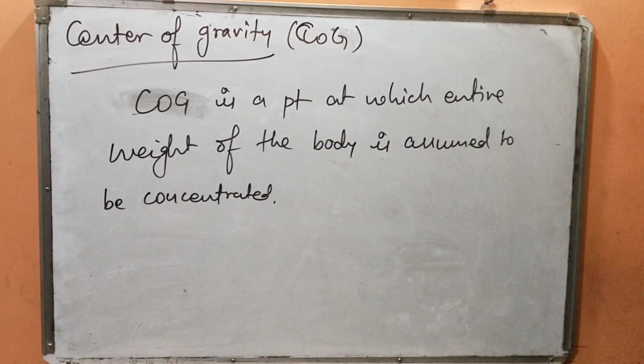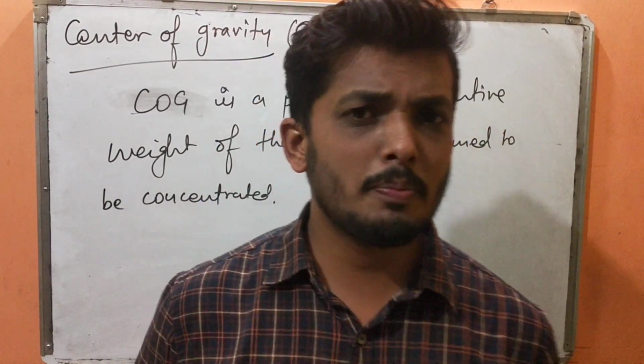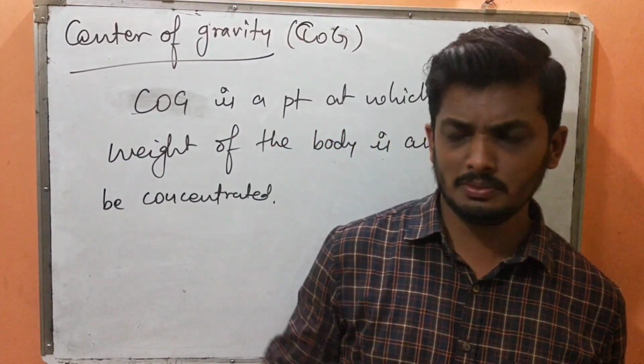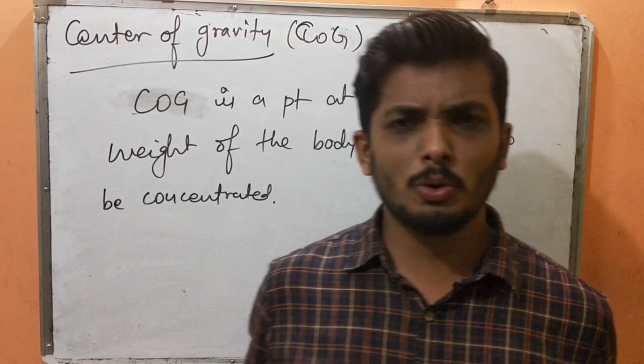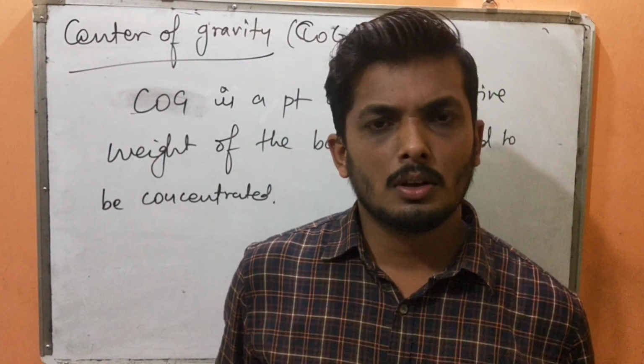Center of gravity is the point at which the entire weight of the body is assumed to be concentrated. Definitely, whatever weight is there is determined by the gravitational pull. Obviously, 9.8.